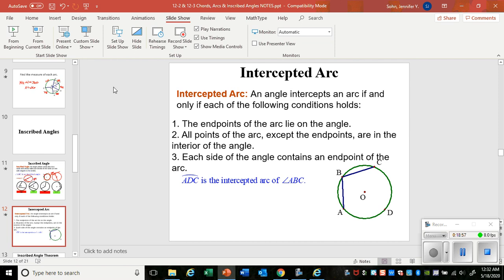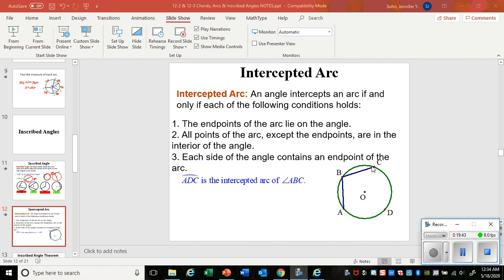Intercepted arc. An angle intercepts an arc if and only if each of the following conditions holds. The endpoints of the arc lie on the angle. All points of the arc except the endpoints are in the interior of the angle. Each side of the angle contains an endpoint of the arc. So this arc ADC is the intercepted arc of angle ABC. Let me explain this.